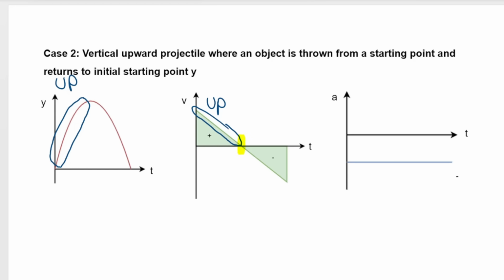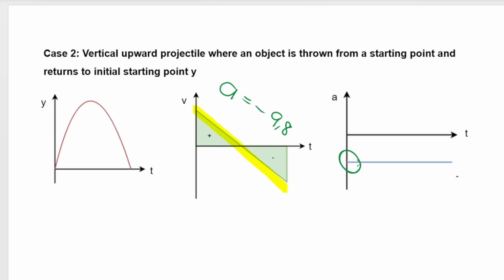When it reaches its maximum height, velocity is 0. And then remember what I said, when the velocity versus time graph is below the x-axis, it's moving in the opposite direction. So it's moving down. So these graphs, once again, are linked. And again, ask yourself, how does the gradient of this graph look? It's a negative gradient, which means that acceleration is negative 9.8, which it is. Look at the acceleration versus time graph.